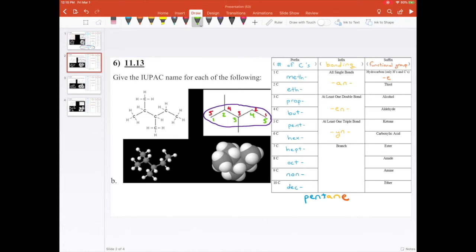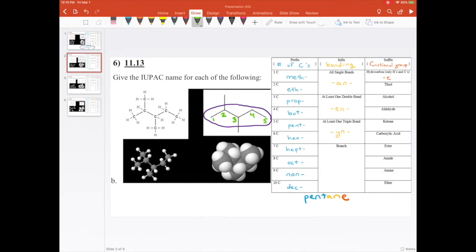You want to number it in the way that gives the branches the lowest numbers. So for example, in green, the branches are on 2 and 3. In the red way of numbering, the branches are on 3 and 4. Because 2 and 3 are lower than 3 and 4, we're going to number it in the green way, left to right.